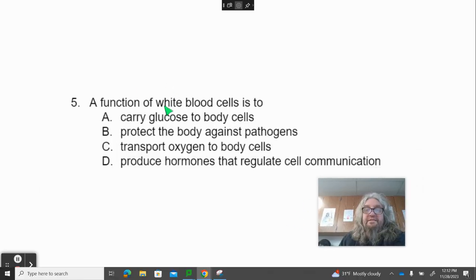A function of white blood cells is to A, carry glucose to body cells, B, protect the body against pathogens, C, transport oxygen to body cells, D, produce hormones that regulate cell communication.